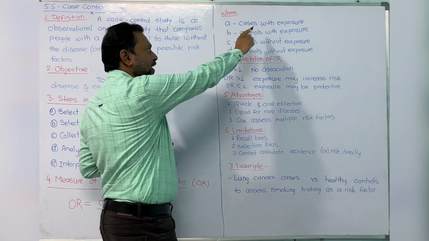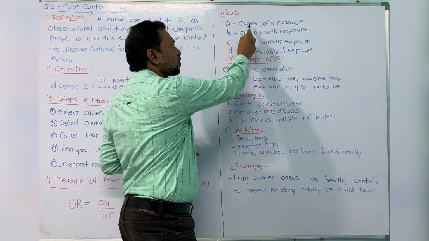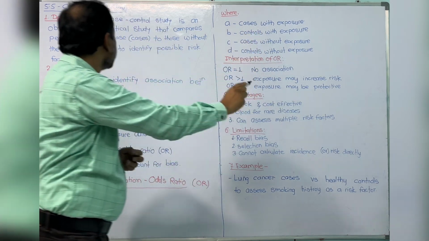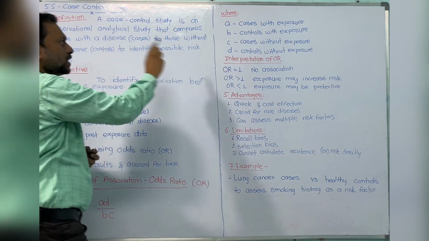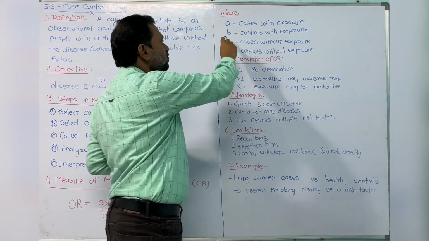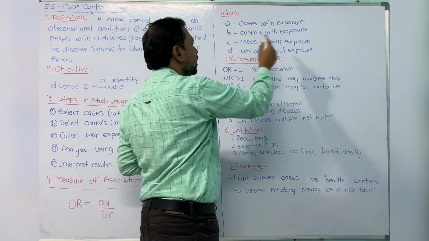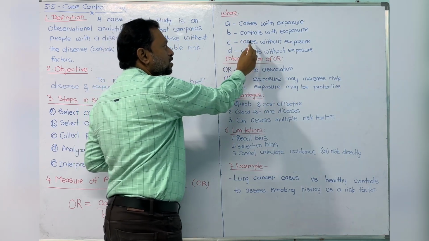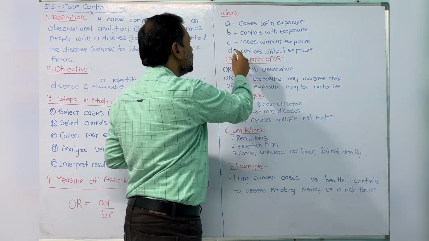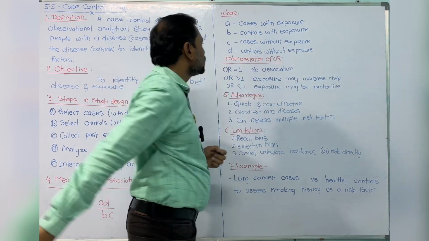A means case with exposure. Already I told, case means disease persons, that is not healthy, that we discussed. Disease means case, the disease with exposure. Okay. Next one, B, the control, healthy persons with exposure. C is the disease person without exposure. D is control without disease, without exposure.